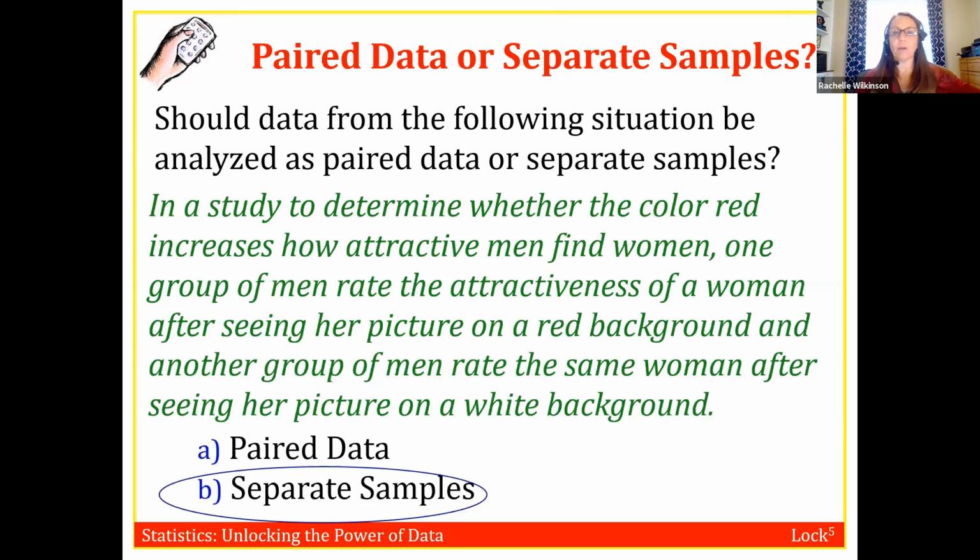Knowing which guys were in the red background group would not tell us any information about the guys in the white background group, so they are independent from each other.